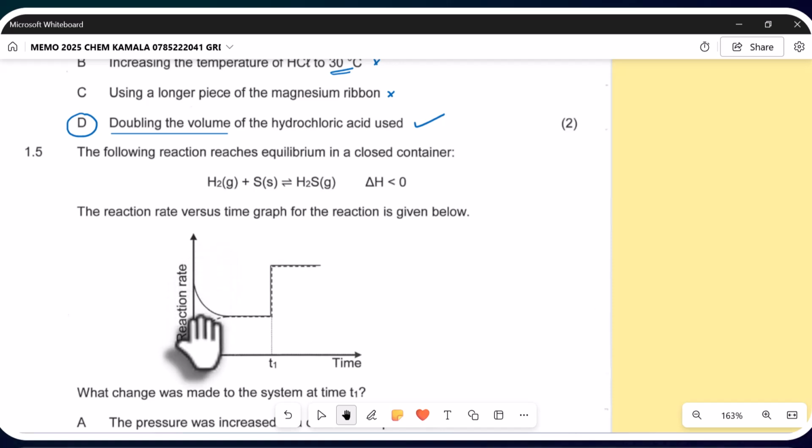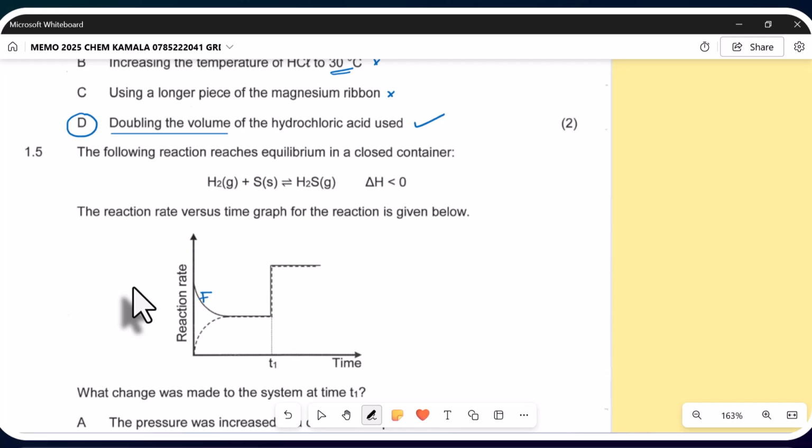I repeat, the following reaction reaches equilibrium in a closed container. We have hydrogen gas plus sulfur solid to give us hydrogen sulfide, and it's exothermic. They say the reaction rate versus time graph for the reaction is given below. Now we can see that this one, which is on top here, is for the forward reaction rate, and this is for the reverse reaction rate.